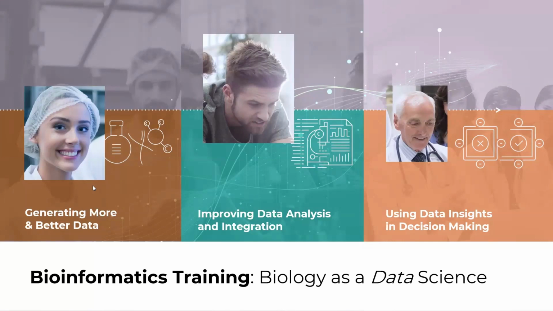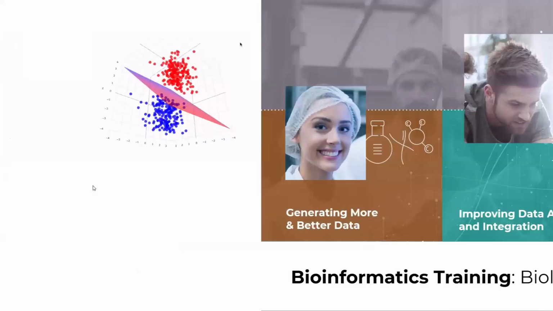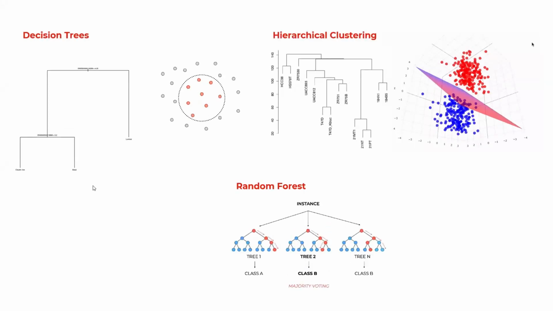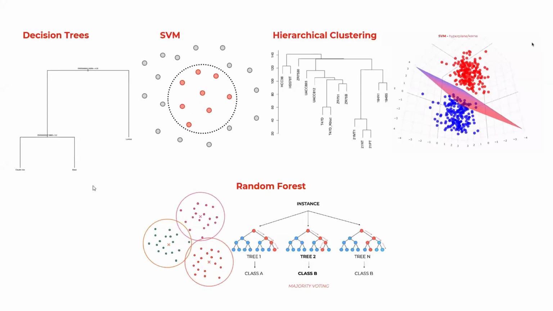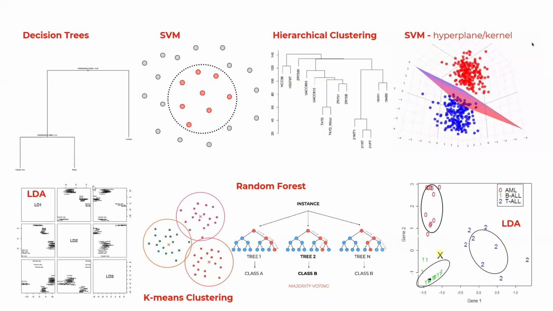And bioinformatics is all about transforming biology into a data science. So we will discuss how to generate better data, improve data analysis and integration, and use the data insights that you get for informed decision making in biology and medicine. We'll also take you through different clustering techniques, advanced classification methods, and feature selection. And then you'll complete a capstone project towards the end of the advanced level, putting everything that you have learned into practice, and you will showcase your skills in a comprehensive project.